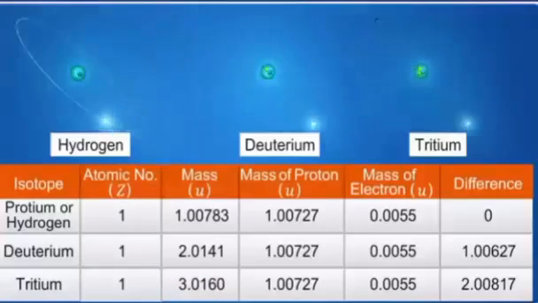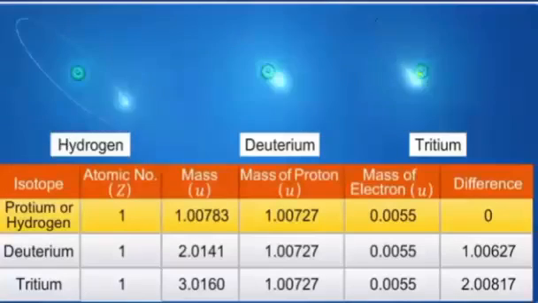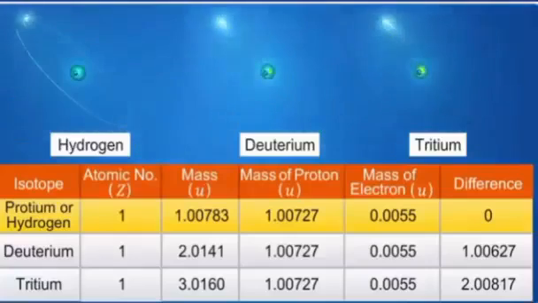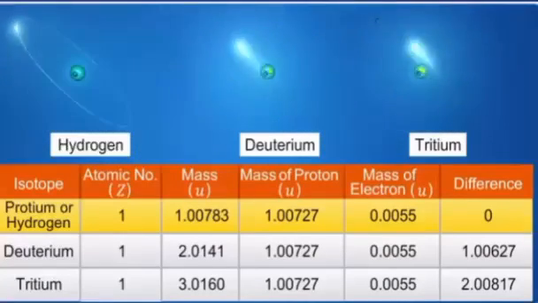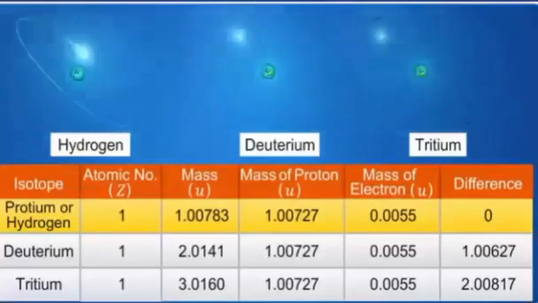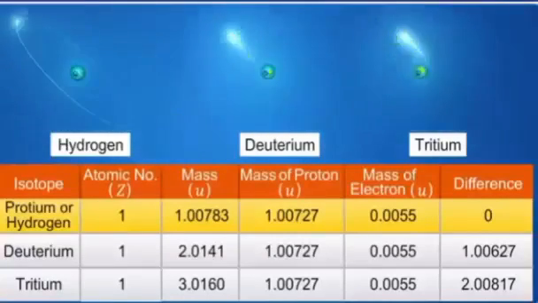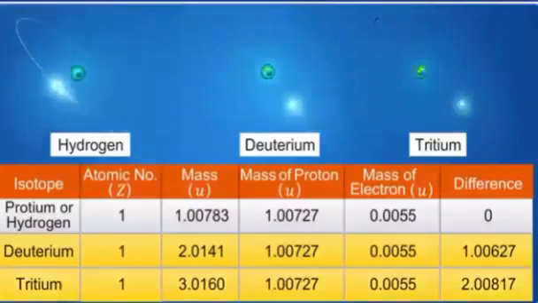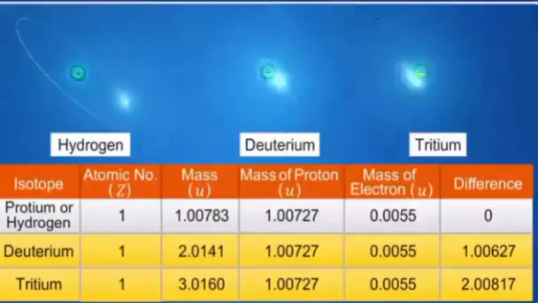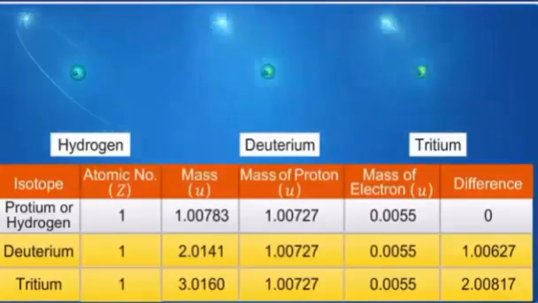If we look at hydrogen, its atomic mass is exactly equal to the sum of the masses of the proton and the electron in it. Hence, the difference between the atomic mass and the sum of the masses of the protons and the electrons is equal to 0. But in the case of deuterium and tritium, this difference is not equal to 0. This indicates that apart from protons and electrons, there are other particles present in the atom.